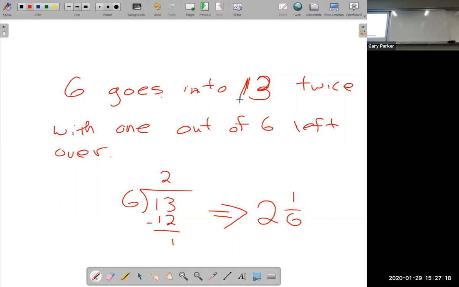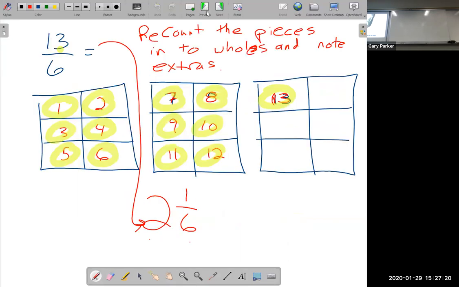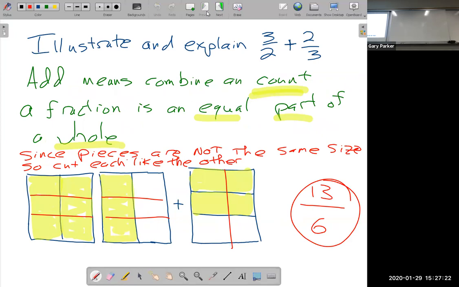Yeah, so illustrate and explain. What I'm looking for again is you to tell me, hey, what does addition mean and what are the things we're adding? And then show me with a picture how to put them together. I could have drawn the same thing with hexagons instead of using the squares.